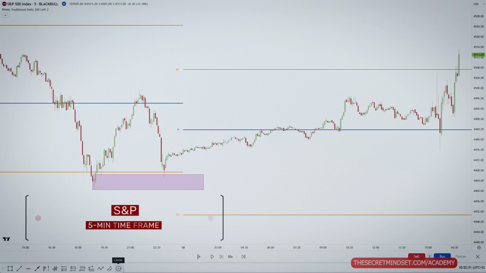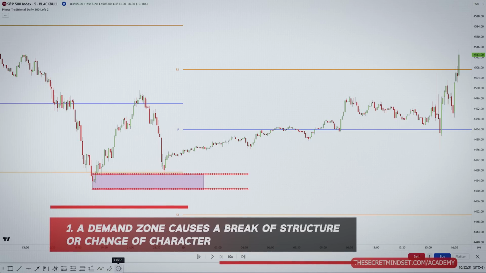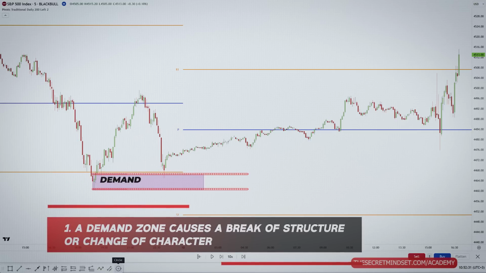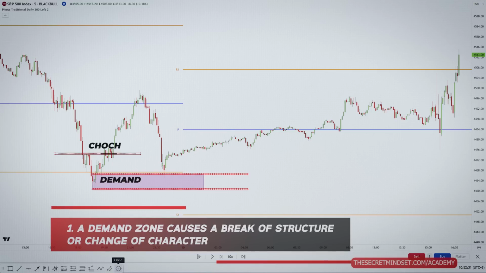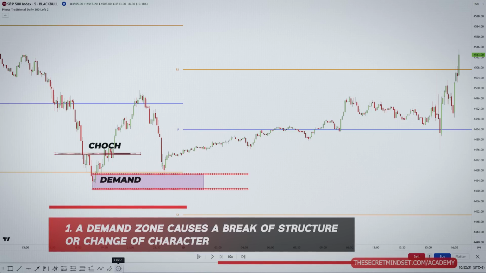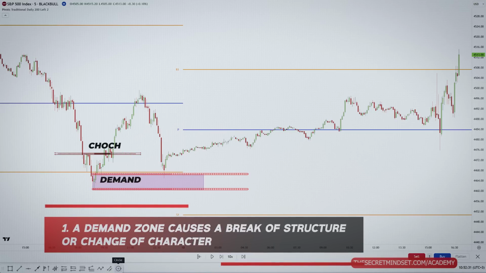We are looking at the 5-minute time frame of S&P, chasing a potential buy trade. First condition is met. A demand zone causes a break of structure or a change of character. In this example, this demand zone represents the area where buyers are likely to step in, causing a potential future reversal or a change in price direction.